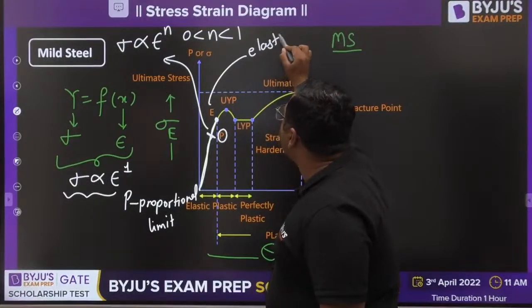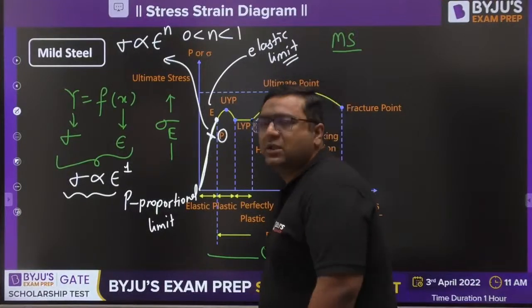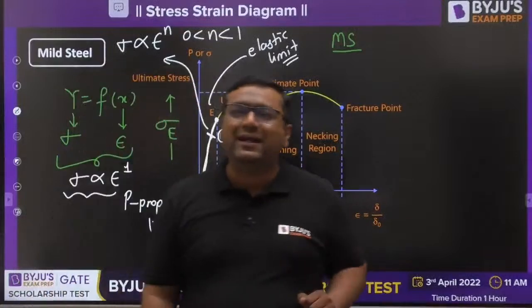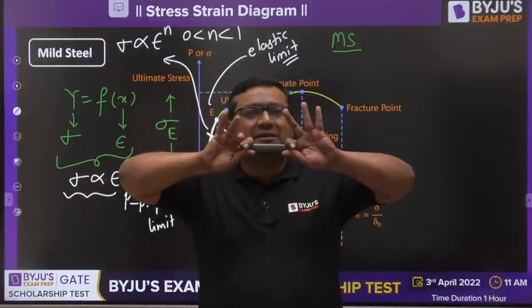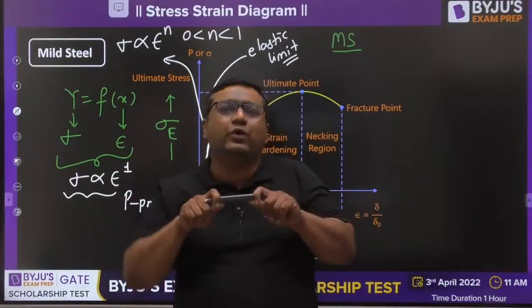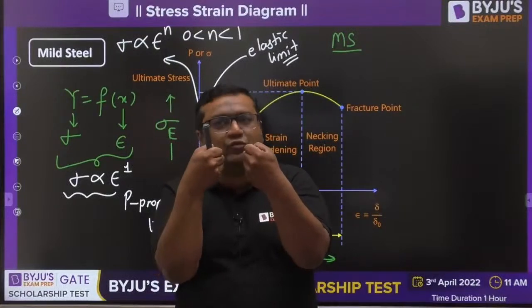Many of you would already know about the elastic limit. Elastic limit is a point up to which the material behaves elastically. What do you mean by elastically? Let us say you have applied some forces onto the material. After applying the forces, you know what is going to happen. Atoms are going to go far away from each other.